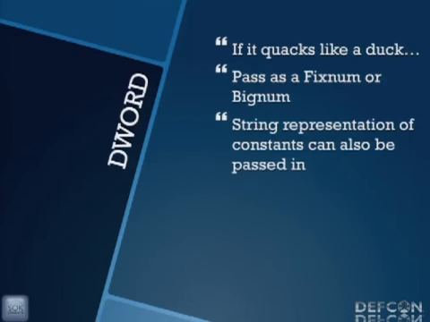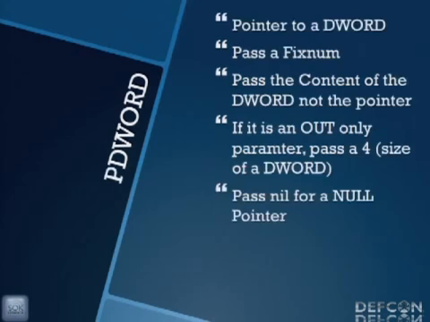So from the Ruby side, for a DWORD parameter, we just pass in a Fixnum or a Bignum. Or if it's one of those defined constants, we can actually pass in a string representation of that constant and it will interpret it for us. We have the PDWORD, which is a pointer to a DWORD. You pass it as a Fixnum in Ruby.